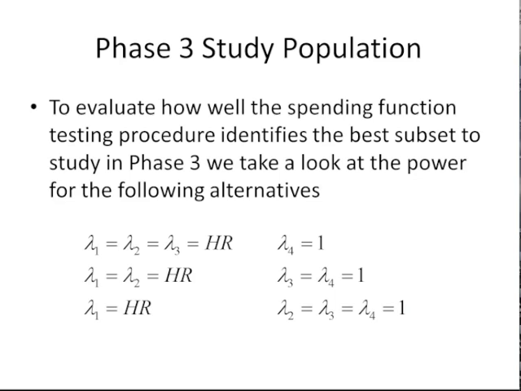Okay, so to evaluate how well the spending function testing procedure identifies the best subset to study in Phase 3, we take a look at the power for the following alternatives. These alternatives represent treatment effects restricted to subjects with marker expression greater than the 25, 50, and 75th percentiles.